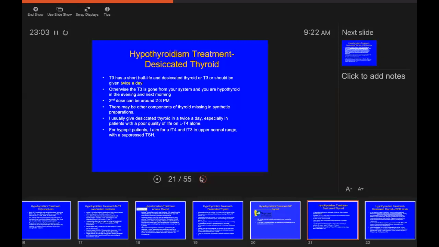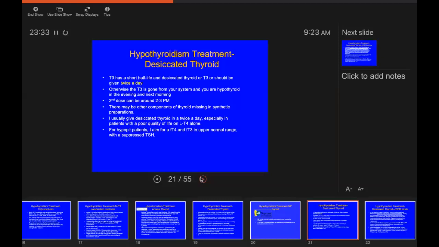There may be other components of the thyroid missing in synthetic ones that are present in these. So there's some theoretical advantage of desiccated thyroid over synthetics. I usually give it to people who are really just not doing well on T4. Sometimes I start T4 on people, but most of the time people come to me already on T4 not doing well, and I switch them to desiccated thyroid. And I would say the majority of them do better. A small percentage of them do worse, some about the same, but most do better.